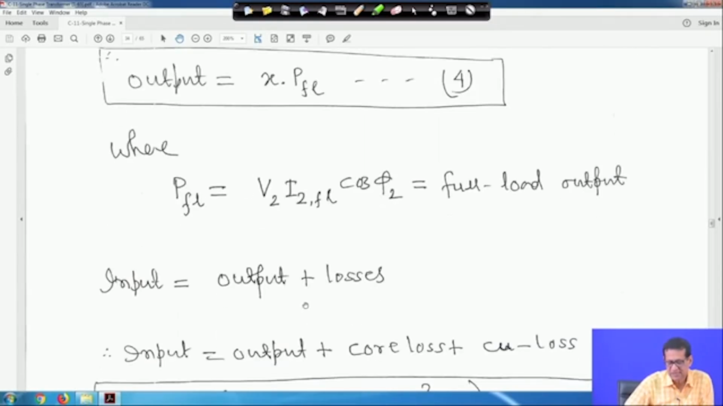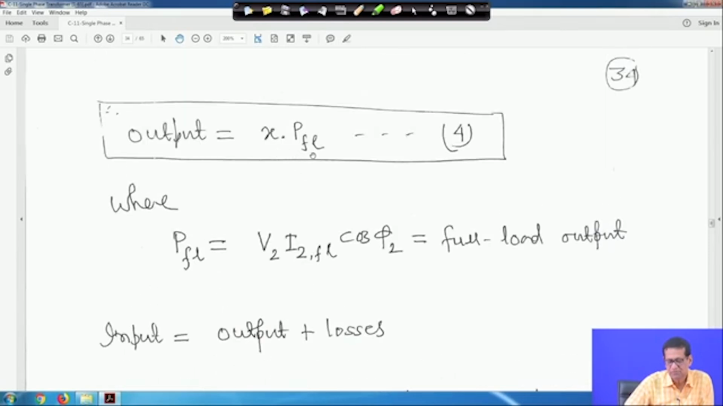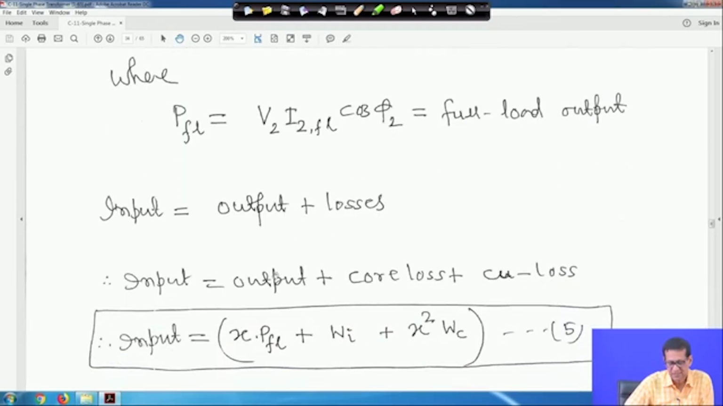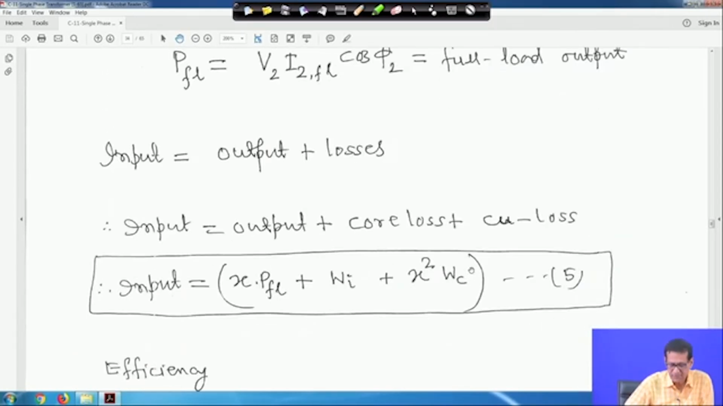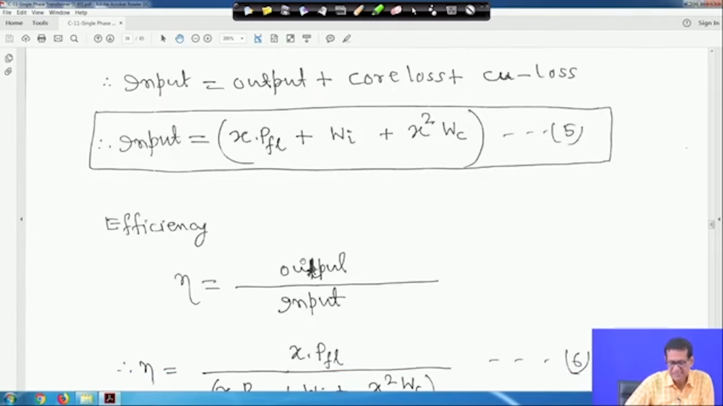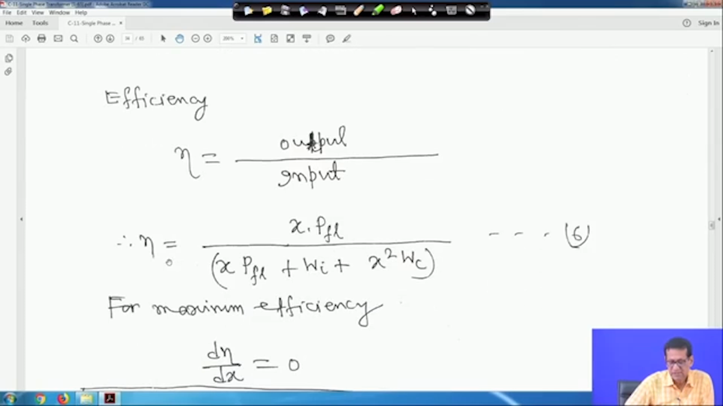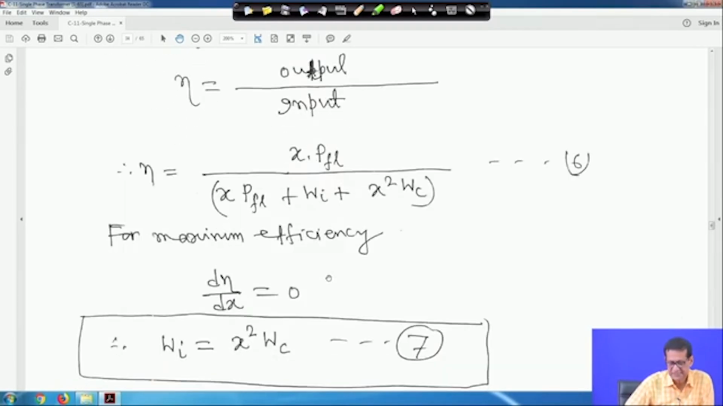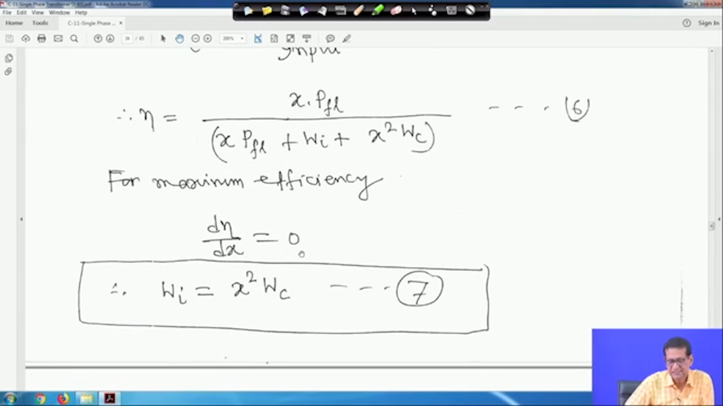Therefore, input is equal to output plus loss. This is my output x PFL plus losses. So input is equal to output plus core loss plus copper loss, both of which you have to consider. Input is x into PFL, the output, plus Wi, the core loss or iron loss, plus x square Wc. This is equation 5. Efficiency is output by input, so efficiency can be written as x into PFL, the output, divided by the whole term, the input. Now, for maximum efficiency, you will take d eta upon dx equal to 0.